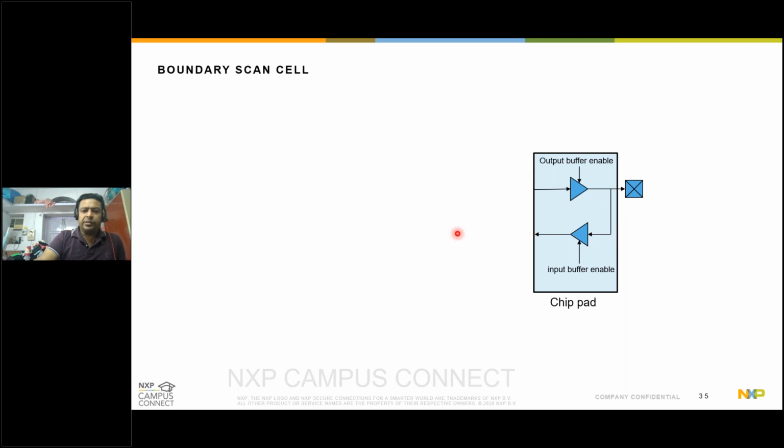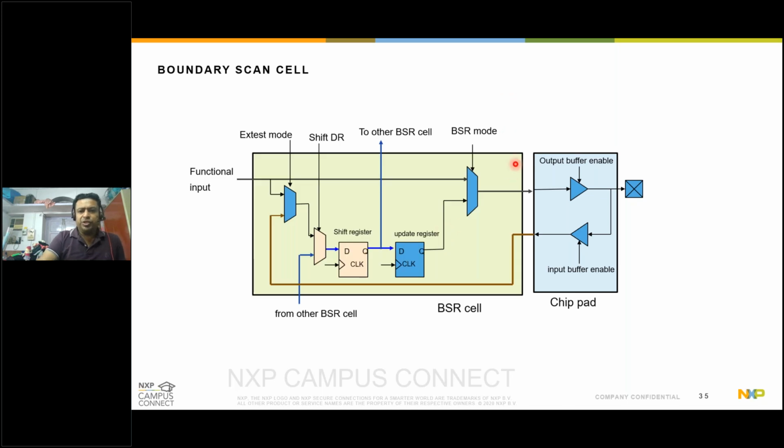into the internal logic. Now, in order to test this pad, you need to introduce a BSR cell in your design, and this BSR cell would be there for each pad in your design. The BSR cell has a multiplexer basically, and you have to introduce another mode for testing purposes, which we call BSR mode. In normal functional mode, this BSR mode would be 0, and all the functional paths would be activated, and your pad would be driven through the functional input coming from internal nodes.